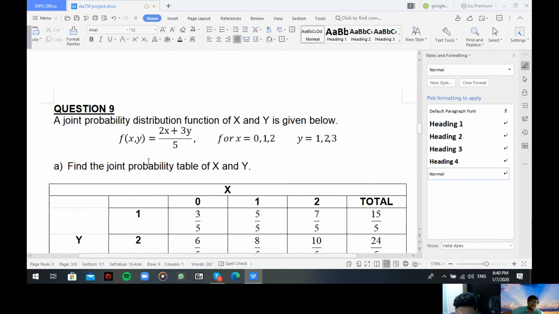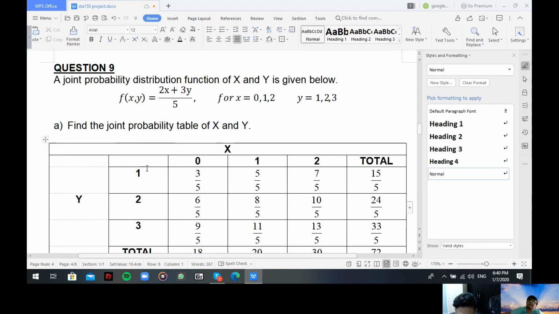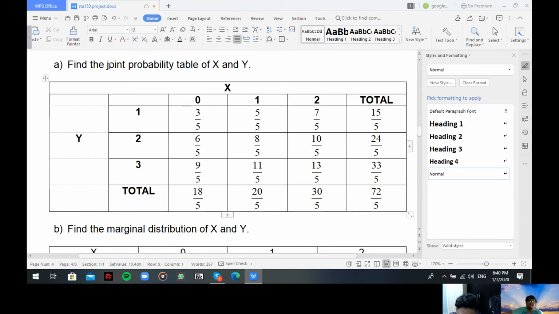Now let's move to question 9. I like this question because you just need to do the tables, so there's such a small calculation. A joint probability distribution function of x and y is given below. So f(x,y) is (2x plus 3y) over 5 for x equals 0, 1, 2, and y equals 1, 2, or 3. Find the joint probability table of x and y. So you need to do this.